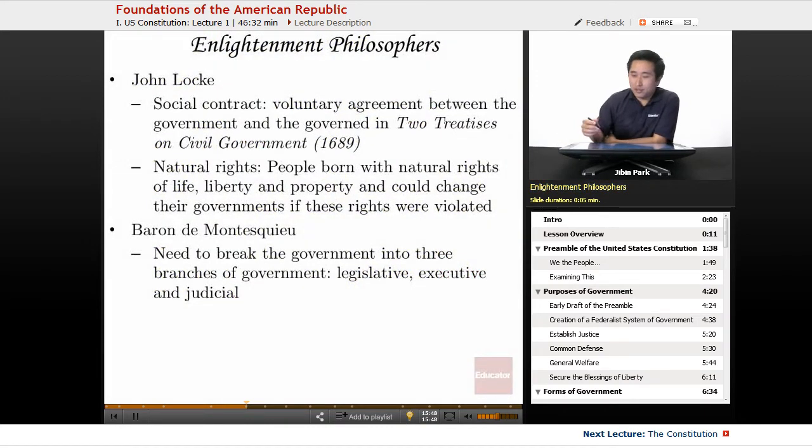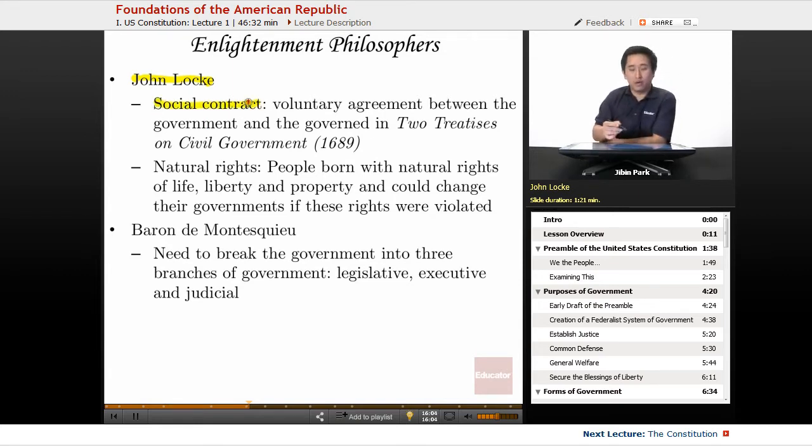So the Enlightenment philosophers were also huge influences on the Founding Fathers. John Locke, the philosopher and not the character on Lost. I'm a big Lost fan myself. He came up with the idea of a social contract.